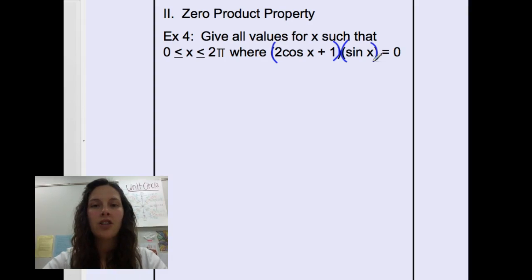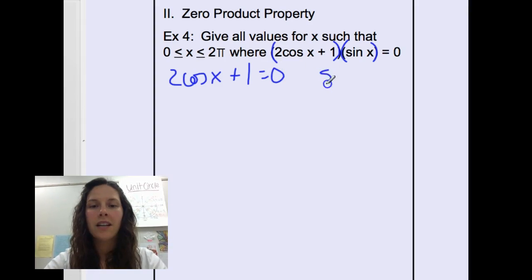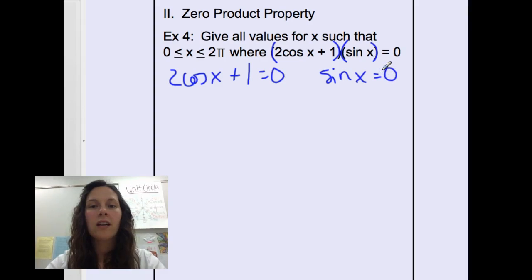So we're going to set each set of parentheses equal to 0, so either 2 cosine x plus 1 equals 0, or sine x equals 0. And we'll solve each of these equations. Let's start with the easier one, sine x equals 0.